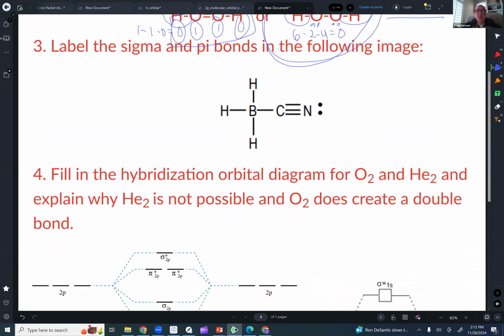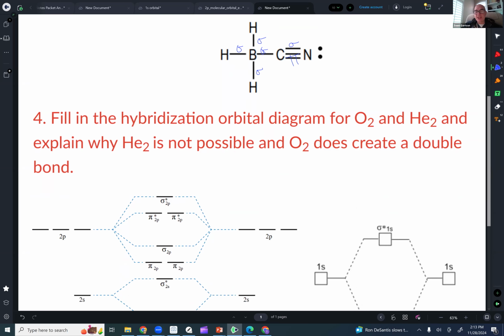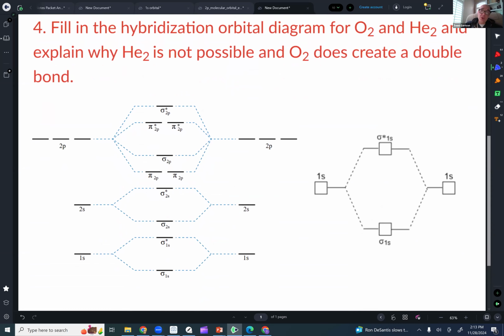All right, label the sigma and pi bonds. Sigma bonds are always the first bond. So these are sigmas. And then up here, my first bond is a sigma, and these 2 are my pi bonds. So always the second and the third bonds are called pi bonds, and that's just something that we need to get used to.